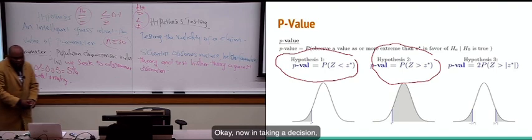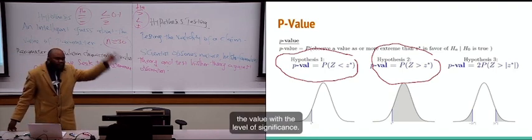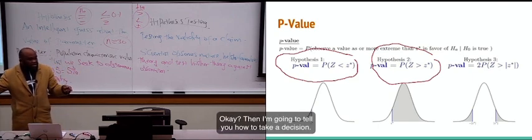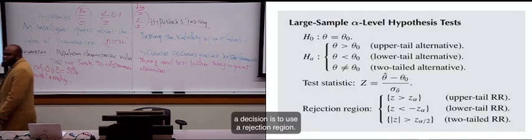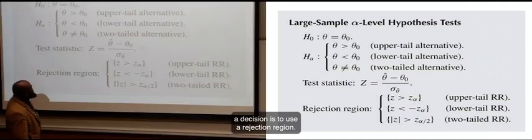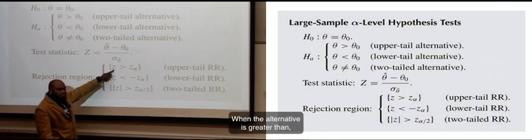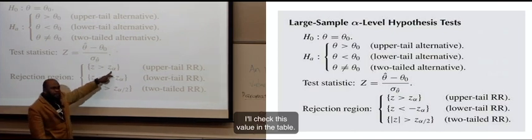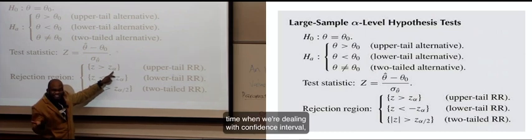Now, in taking a decision, we're always going to compare the p-value with the level of significance. The level of significance will be given. Another way to take a decision is to use a rejection region. Now, take a look at this. When the alternative is greater than, I will check this value in the table. We checked this value the other time when we were dealing with the confidence interval, right?